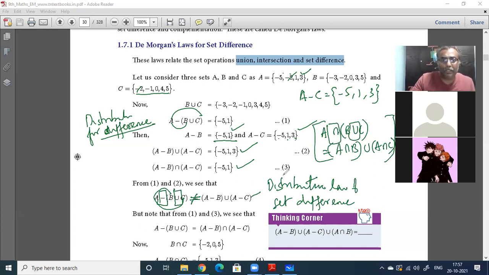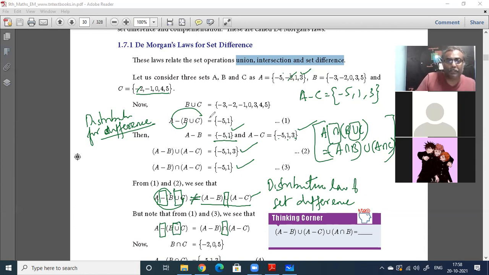But from 1 and 3, something else arrives. A minus (B union C) is equal to (A minus B) intersection (A minus C). This is a very funny thing. So the distribution of set difference over union is not coming out correct like this, but the inverse function, the intersection, is coming out as true. See how it is true.